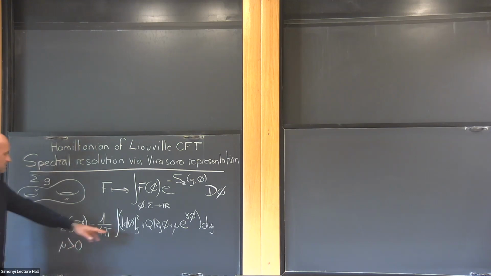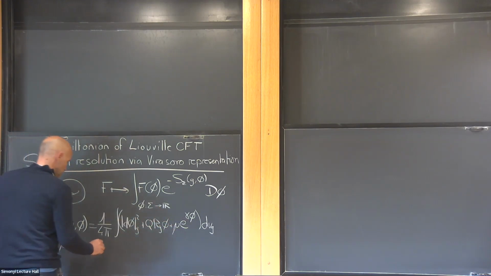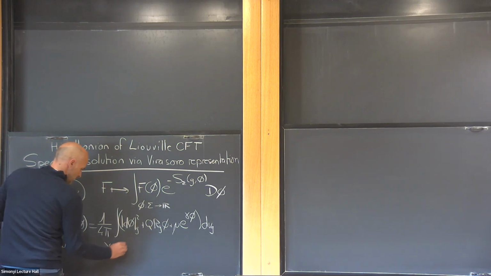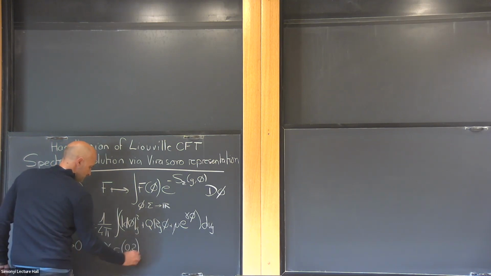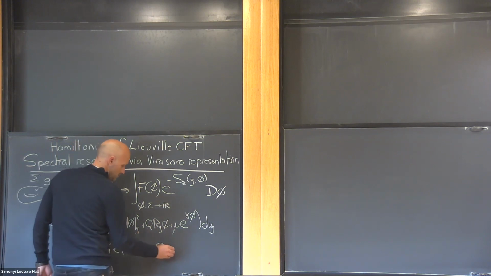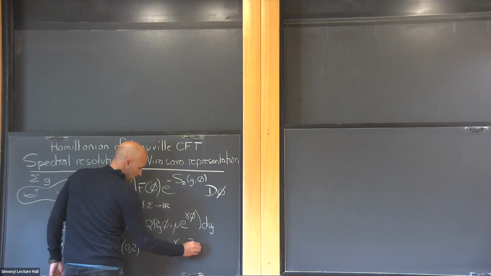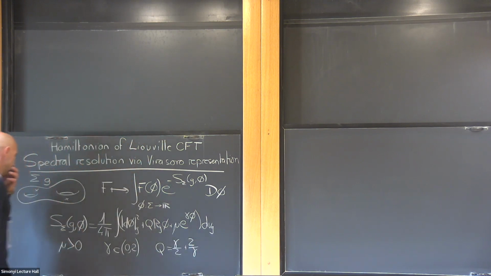And since this theory has a scale with respect to μ, you don't care so much about the μ. You have a parameter γ between 0 and 2. And the Q here is also a real parameter. It's γ over 2 plus 2 over γ.